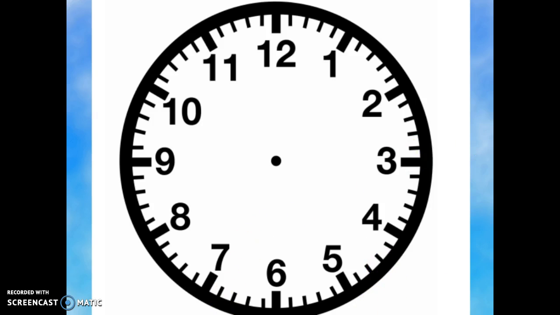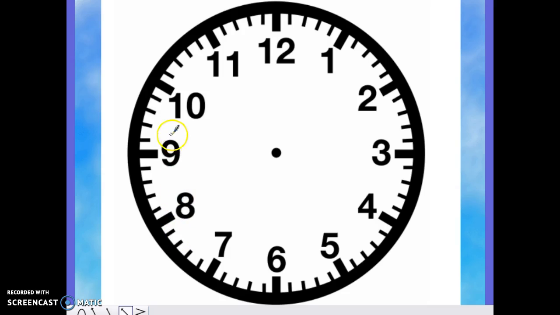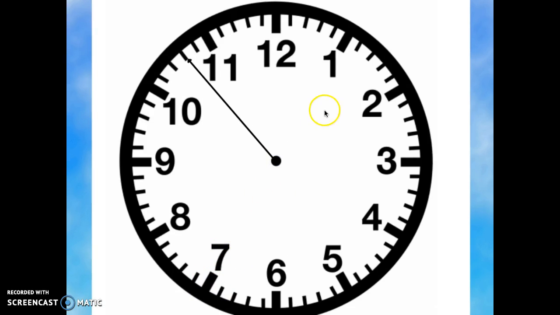So let's try another one. What if it was pointing to, how about right here? Okay. How many minutes would it be then? Well, 5, 10, 15, 20, 25, 30, 35, 40, 45, 50, 51, 52, 53 minutes.